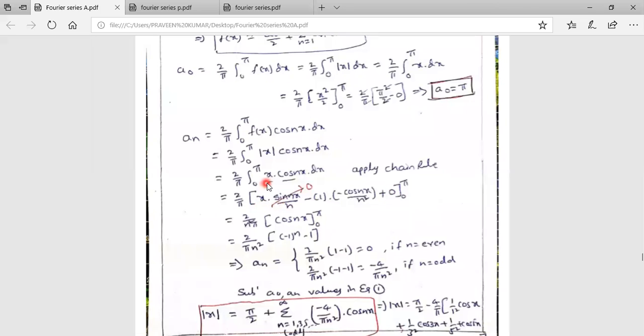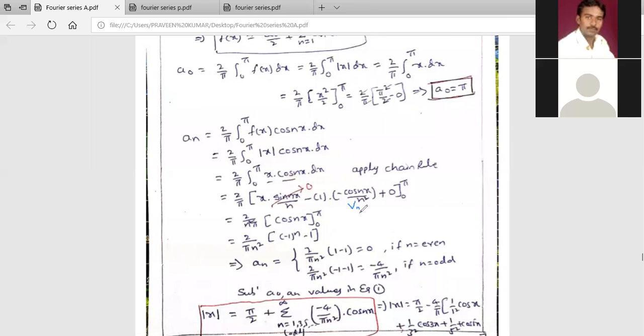So in the formula, u is x as it is. V1 is the integration of cos nx, and the integration of cos nx is sin nx by n. Minus u dash, where u dash is the derivative of u. So u is x, and the derivative of x is 1. If the derivative of x is 1, this will be v2.